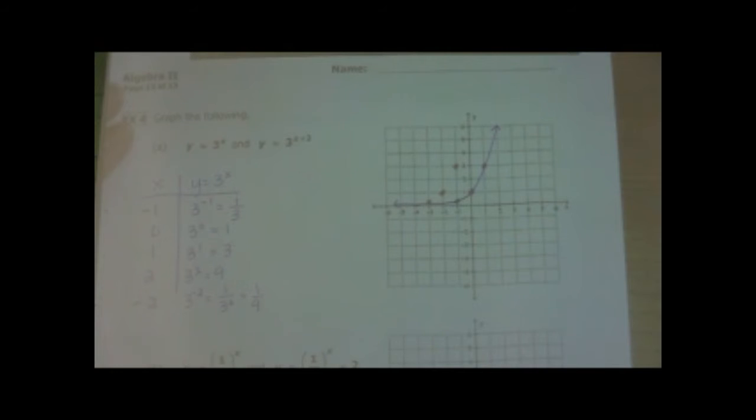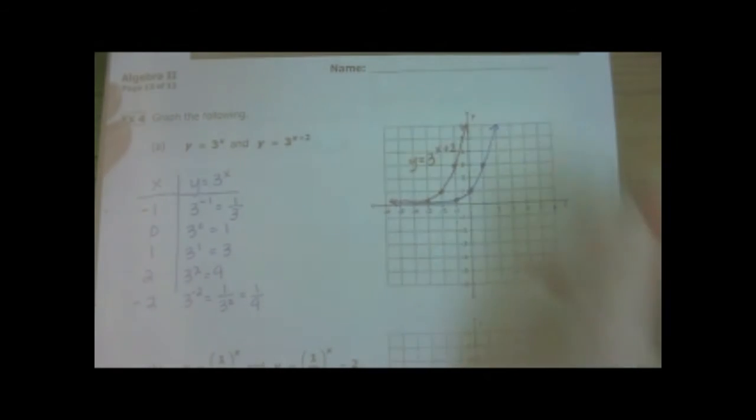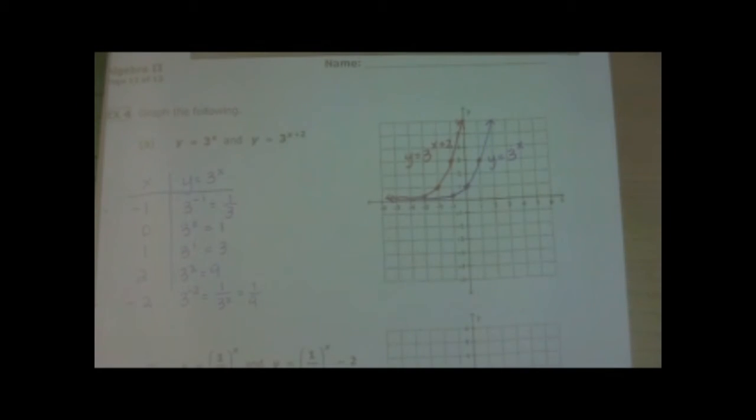So I've got a point here, here, and here. I shifted everything 2 to the left. So when I graph this, it's going to go up like that. And this one is y equals 3 to the x plus 2 power. This one is y equals 3 to the x power. So see how we just shifted it?